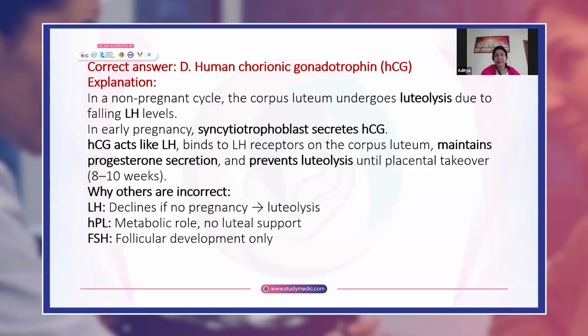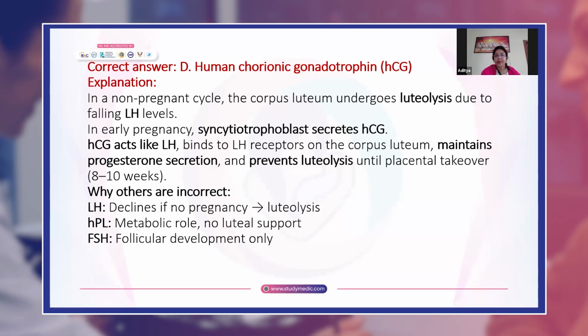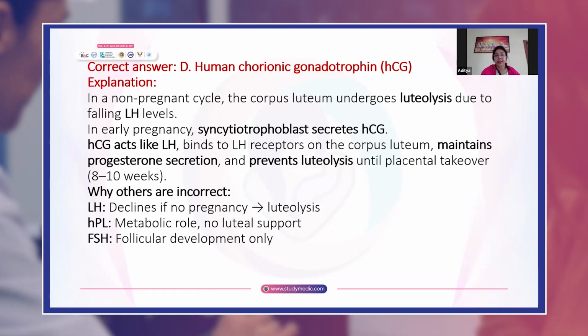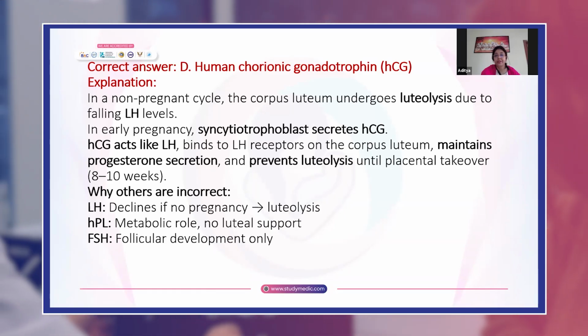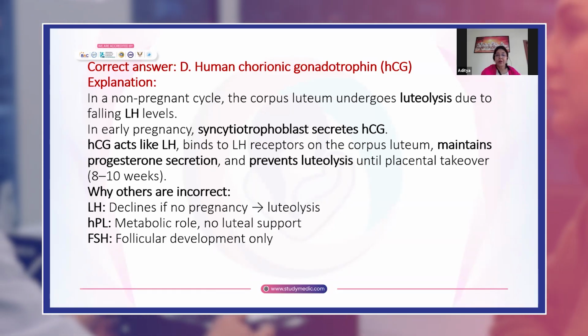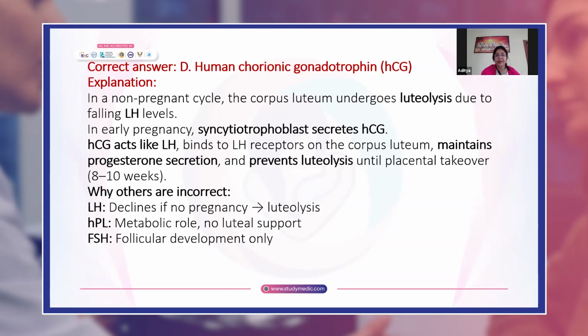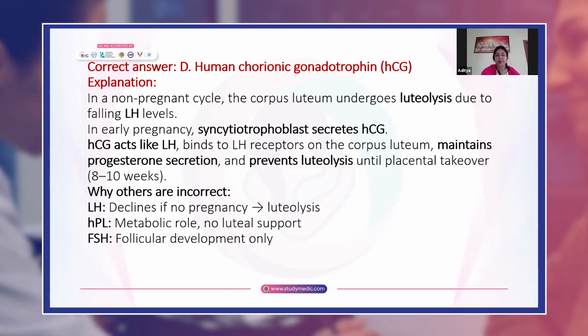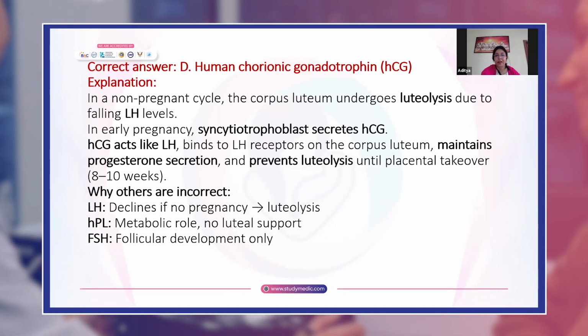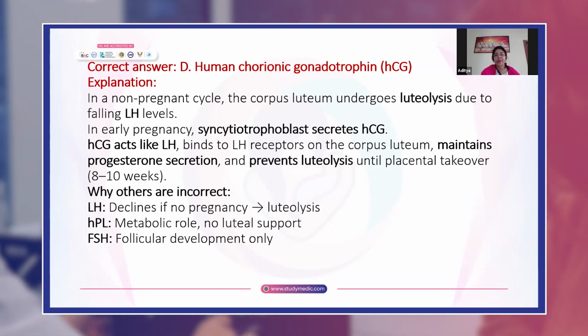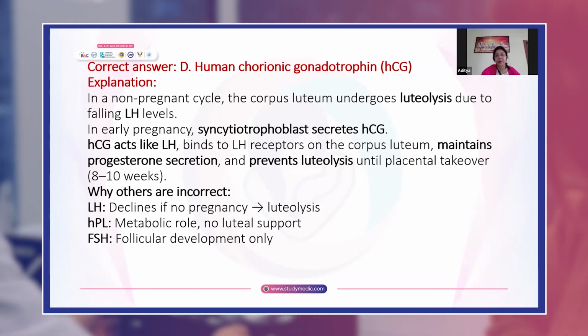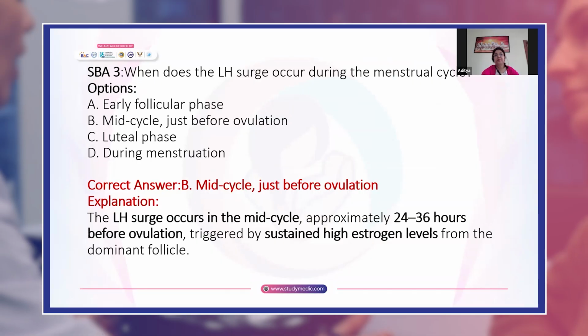Why are the other options incorrect? As we have seen, LH brings about luteolysis. Human placental lactogen has a metabolic role, no luteal support. And FSH is for follicular development only.